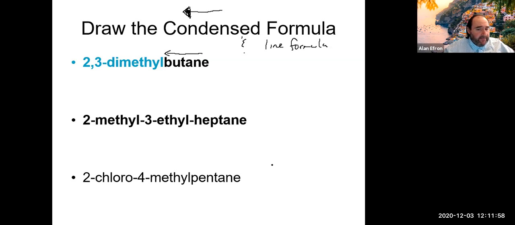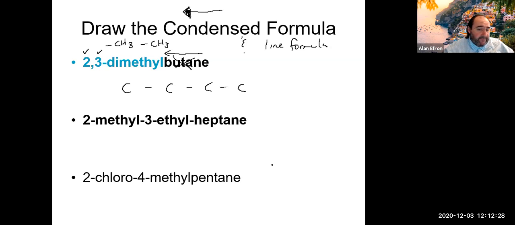So when we see butane, that should automatically tell you that that should be basically 4 carbons in a row. So if you're going to do the condensed structure, just lay out 4 carbons with nothing else there. That takes care of that. Dimethyl means that we basically have 2 methyl groups attached. They are located at carbon 2 and carbon 3.